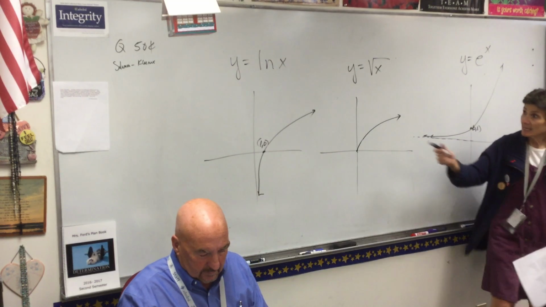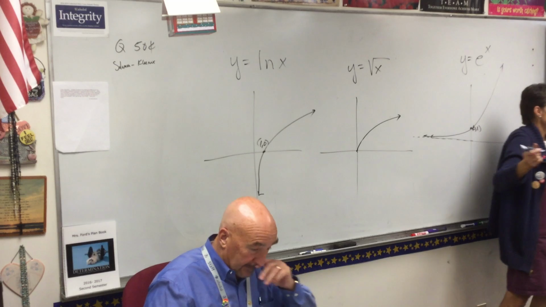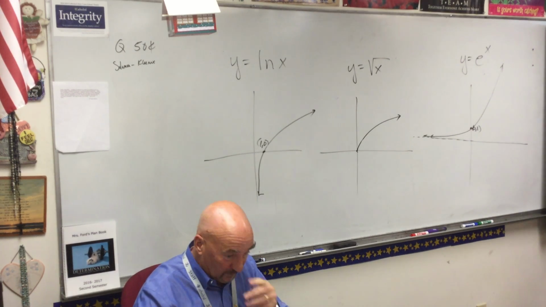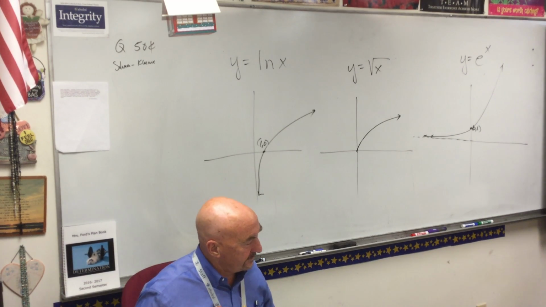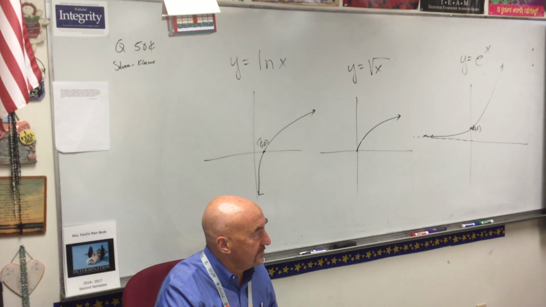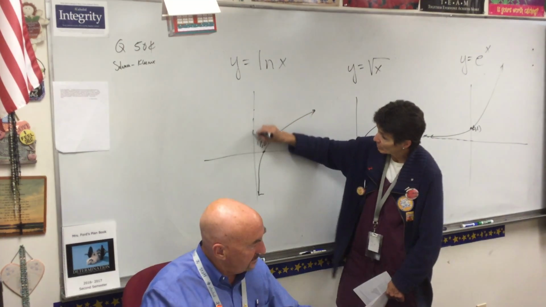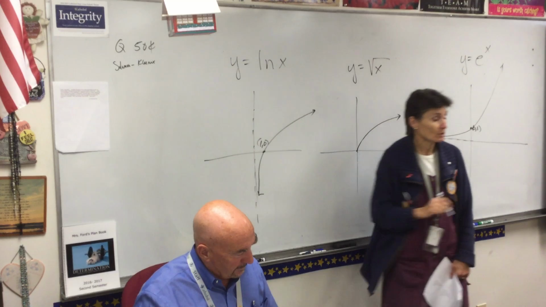Now, do you see how it looks like the square root function? But how is it different? That's what you got to know. How is it different? It goes all the way down, right? The square root function starts at the origin. The logarithmic function goes all the way down. And this is actually an asymptote for the logarithmic function.